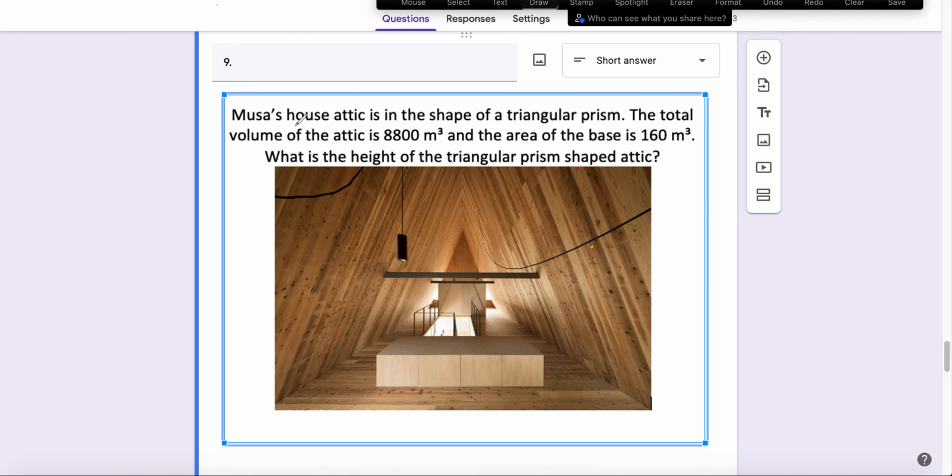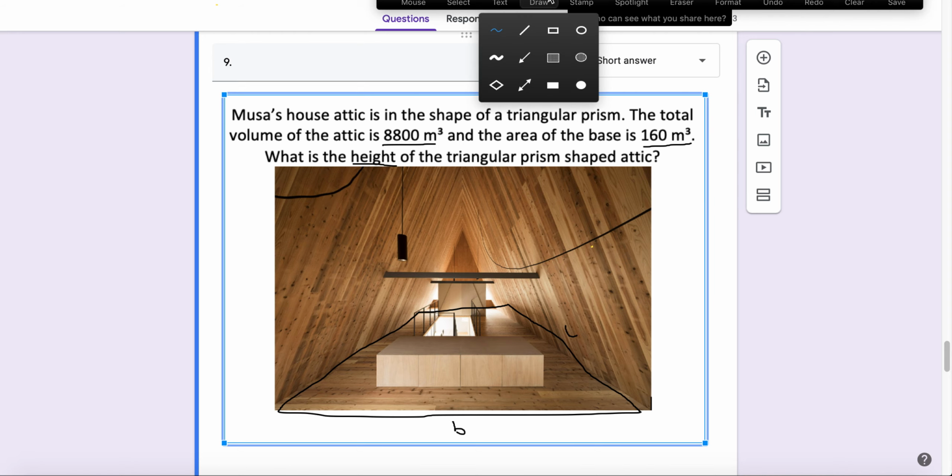So if you remember, we've got the volume, we need to find the height, and we've got the area of the base. So the base is the floor. So they're telling us that the floor, which is the length times the base, is going to be 160. We are trying to find the height, and I'm going to just draw a dotted line in red. It should be straight, but I'm sorry, not very good at that. We're trying to find this, the height.